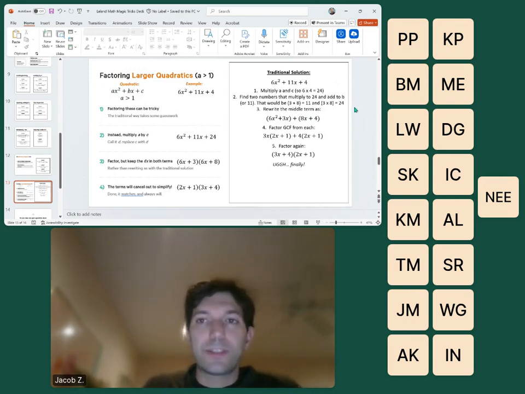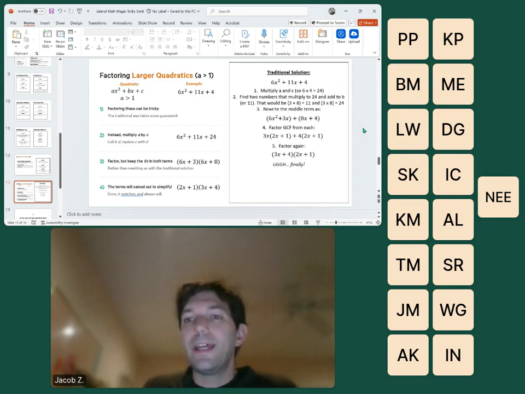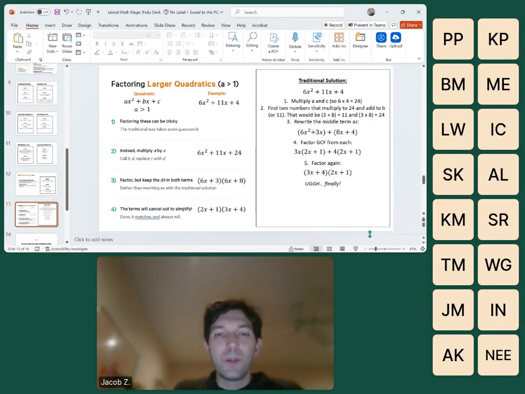And factoring when a is bigger than 1 can be kind of tricky. It takes some guesswork to do it with the traditional solution, and I don't like doing it that way. So this is the trick that I use. It looks a little bit like bad math, but it always works. So if you have something like 6x squared plus 11x plus 4, you multiply the 6 times the 4, so that a times the c, you get 24. So rewrite that.